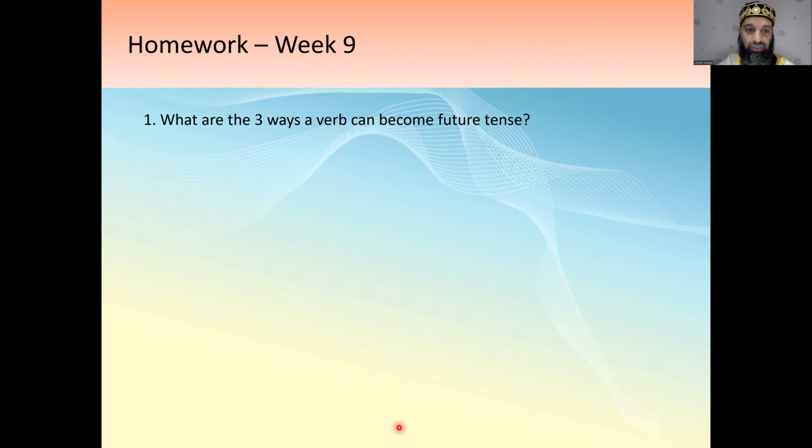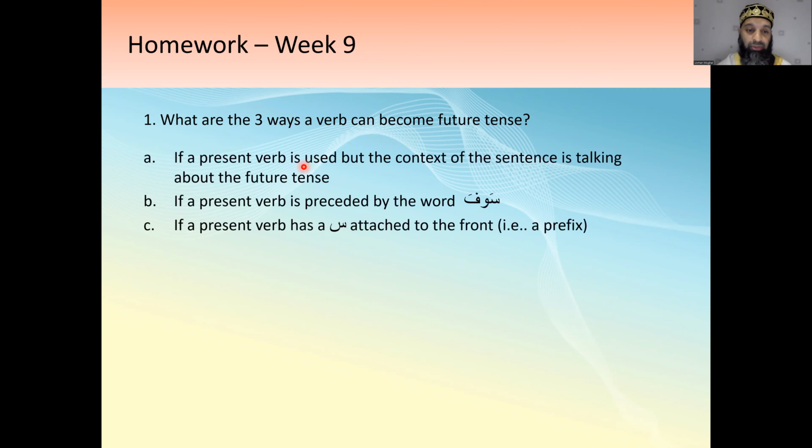So the first question was, what are the three ways that a verb can become future tense? The answers were, A, if a present verb is used, but the context of the sentence is talking about the future. So if you say, tomorrow I go to the shop, "I go" is present tense. But when you say tomorrow, the future translation comes out. Because I'm talking about tomorrow, I wouldn't say tomorrow I go to the shop. I will say tomorrow I will go to the shop. So when you're talking in the future, the word "will" comes, right?